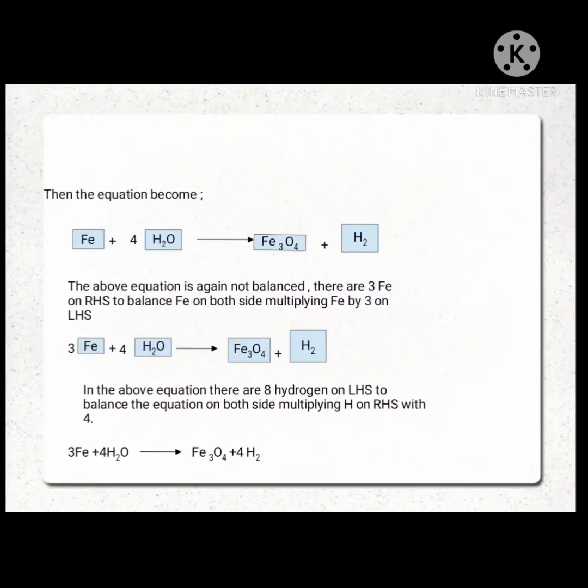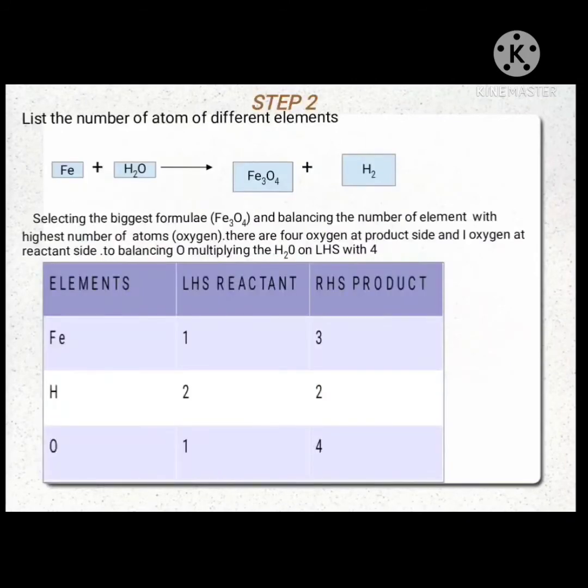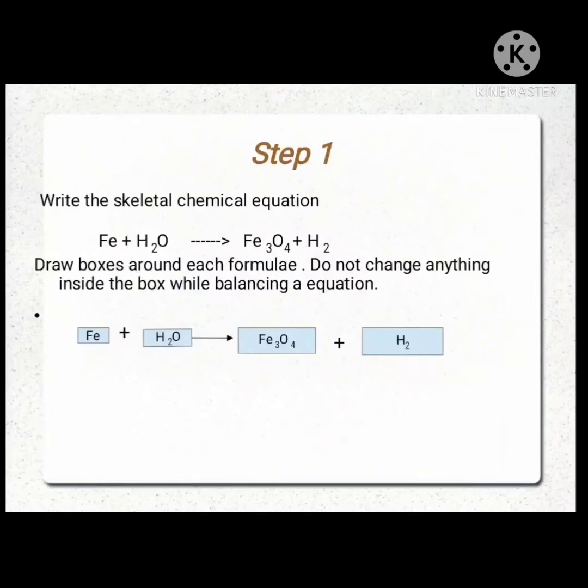Then here there are 3 Fe atoms on LHS and on RHS also 3 iron atoms. In the case of hydrogen, there are 8 hydrogen atoms on LHS and on the right hand side also 8 hydrogen atoms are present.